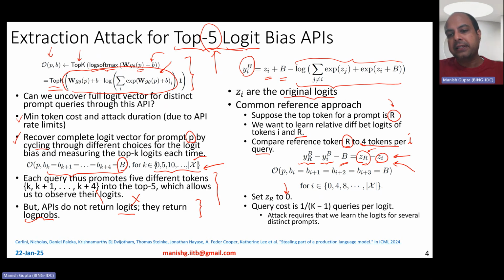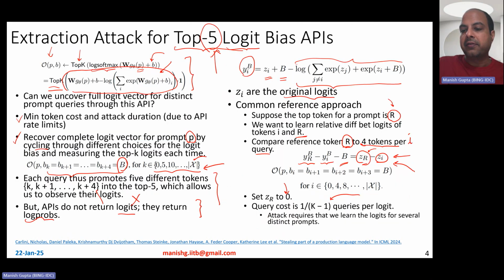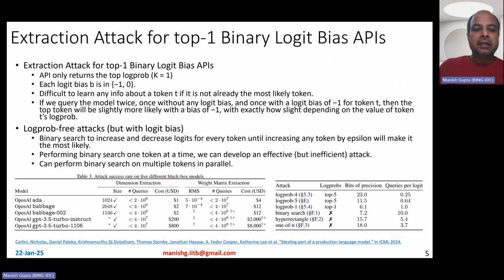So that's that. Overall, the query cost for this is going to be 1 over k minus 1 queries per logit. So for getting one logit value, you need to run this 1 over k minus 1 times, where k is 5 in this particular case, right? And remember, the attack requires you to run how many queries? Well, n different queries. So overall, you will need to run it N into x divided by k minus 1 times, where x is the vocabulary size in that sense.